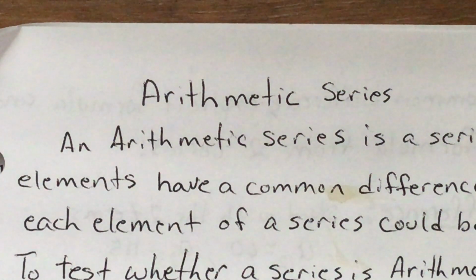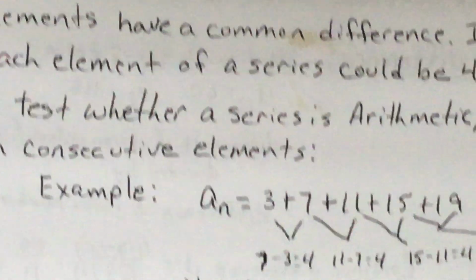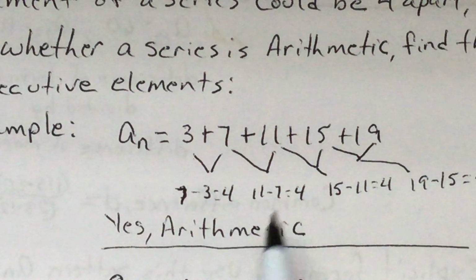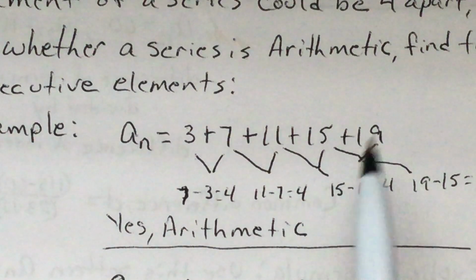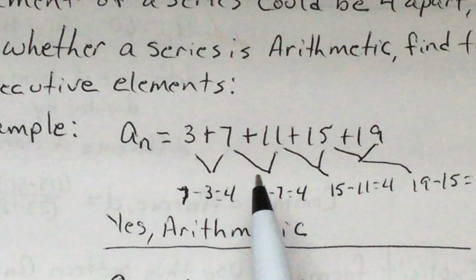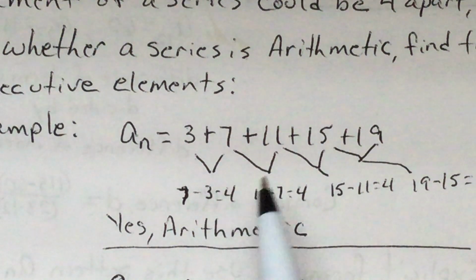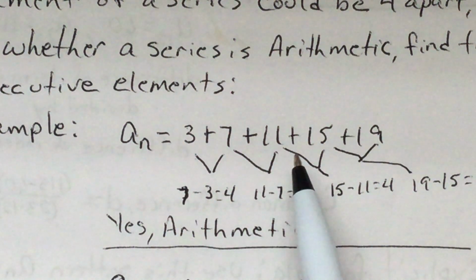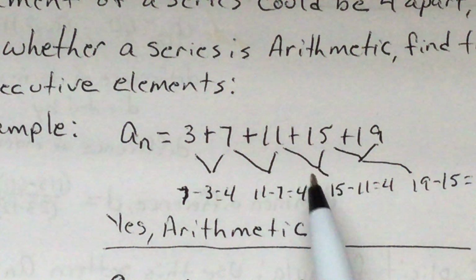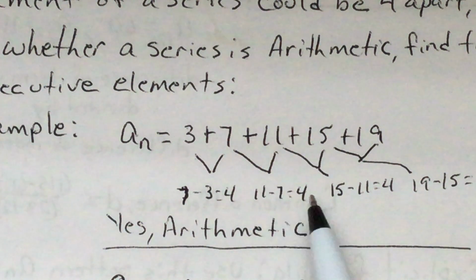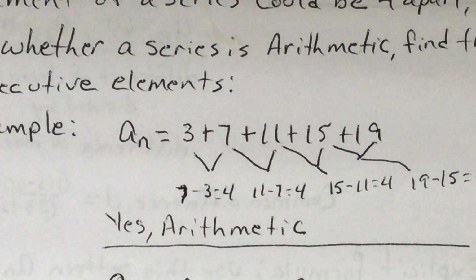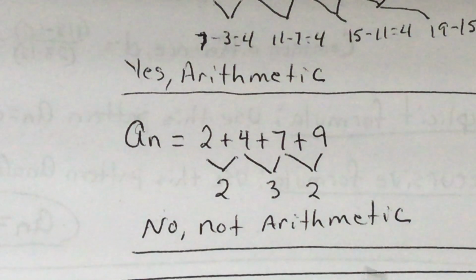Okay, arithmetic series. Arithmetic series means that you have a series of numbers being added together and they are all the same distance apart. From 3 to 7 is 4, from 7 to 11 is 4, from 11 to 15 is 4, and so on. That's when you know that yes, it is an arithmetic series.